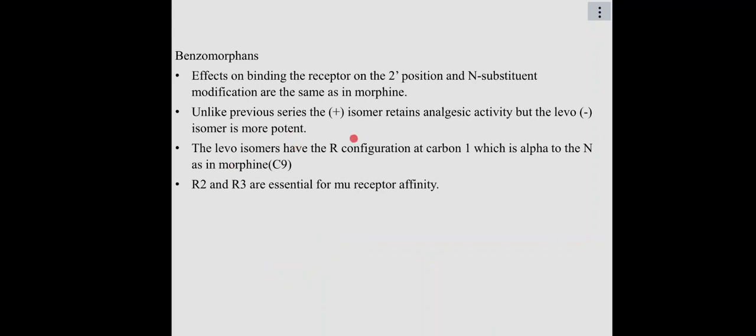Unlike previous series, the dextroisomers retain analgesic activity, but the levoisomers are more potent. Again, telling us the significance of stereochemistry. The levoisomers have the R configuration at carbon 1, which is alpha to the nitrogen, as in morphine, carbon 9.